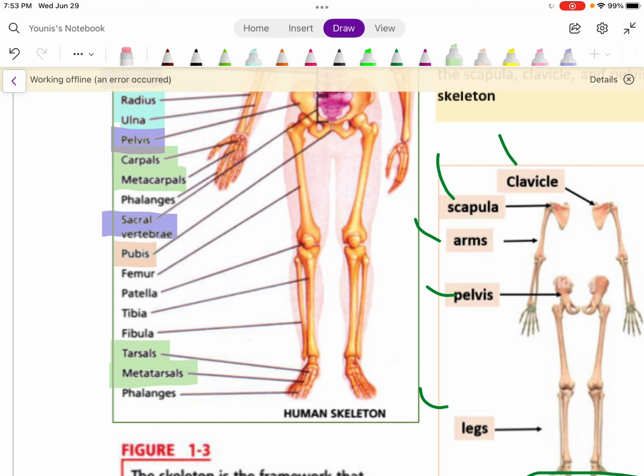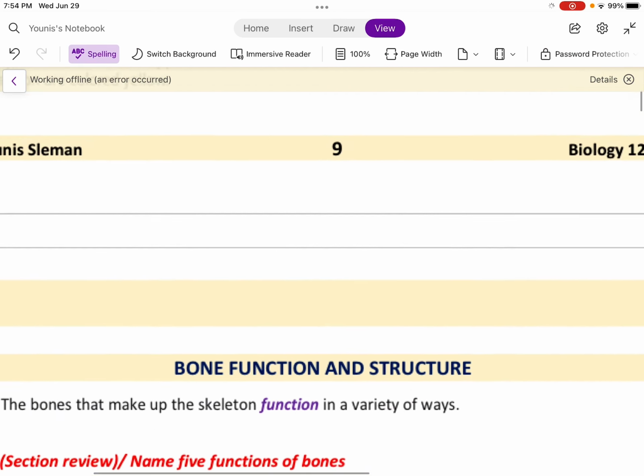The bones of the lower limbs or the legs are the femur, the patella, tibia, and fibula. Patella, you will study the patella reflex in the nervous system. You will know what this patella is and how it responds to a test called the patella reflex test. You will see how this works. Yeah, I think that's it about the parts.